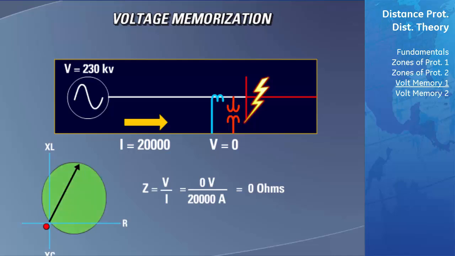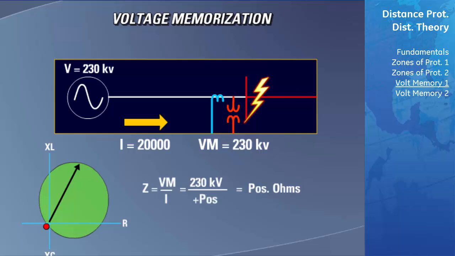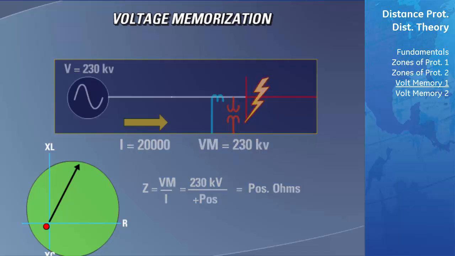If the D60 used the memorized voltage from the period before the fault occurred, which is 230 kilovolts, the calculated impedance will now be a positive number. This is a sure indication that the fault is located in its zone of protection, and the D60 will expand the size of the Mho circle. Now the impedance of the line that is calculated by the D60 is well inside the zone of protection.